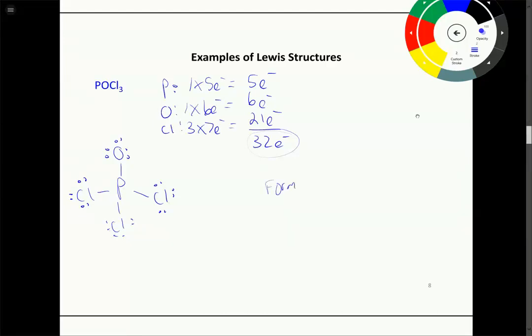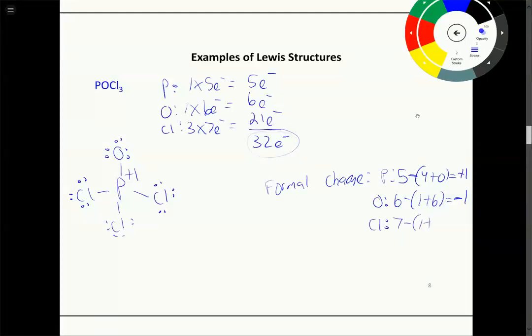But if we look at formal charges this time, we'll see something. For phosphorus, we have 5 valence electrons, 4 bonds, 4 single bonds, no lone pairs. So we have a +1 formal charge on phosphorus. For oxygen, we had 6 valence electrons. This oxygen has 1 bond and 6 non-bonding electrons, so that's a -1 formal charge. And then each chlorine, just like the fluorine from before, is 7 valence electrons, 1 bond, 6 lone pair electrons, for a formal charge of 0. But the point is we have a +1 and a -1 formal charge next to each other.